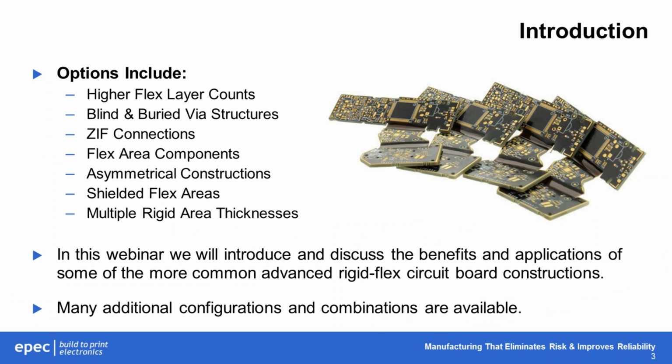Some of the options that we're seeing these days are substantially higher flex layer counts. We're seeing many designs with blind and buried via structures, designs with integrated zip connections. We're seeing components mounted into the flexible areas as well as on the rigid sections. We're seeing asymmetrical constructions, and we'll get into that detail a little bit further on. Designs where the flex areas require shielding for EMI or RF considerations. And we're also starting to see designs that have varying thicknesses between the different rigid areas.